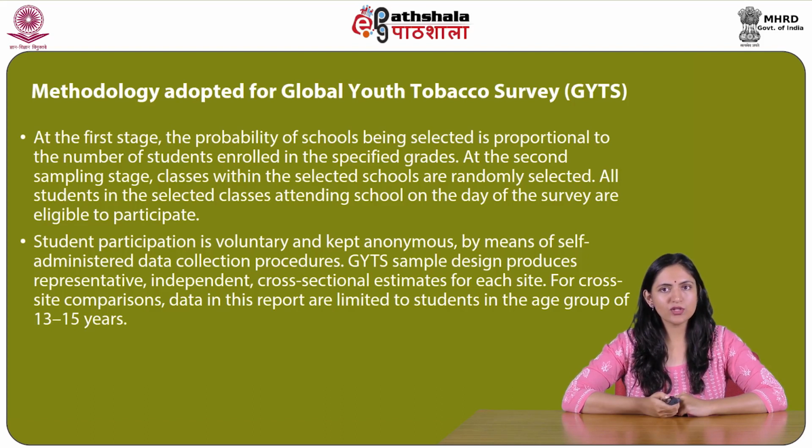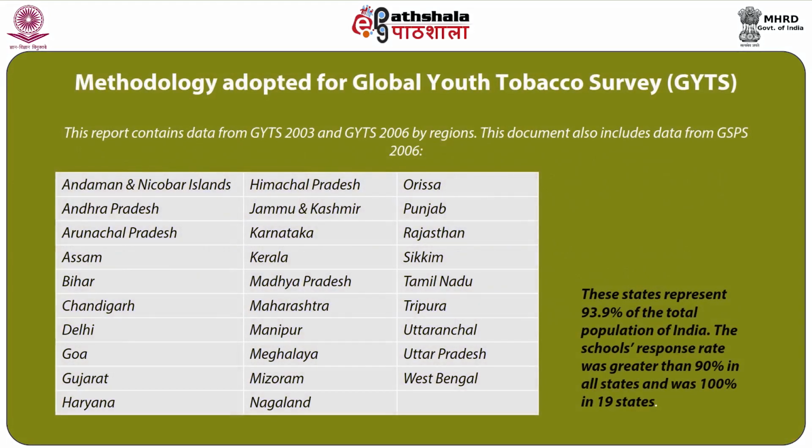Student participation is voluntary and kept anonymous by means of self-administered data collection procedures. GYTS sample design produces representative, independent, cross-sectional estimates for each site. For cross-site comparisons, data in this report are limited to students in the age group of 13 to 15 years. This report contains data from GYTS 2003 and GYTS 2006 by regions. This document also includes data from GSPS 2006.